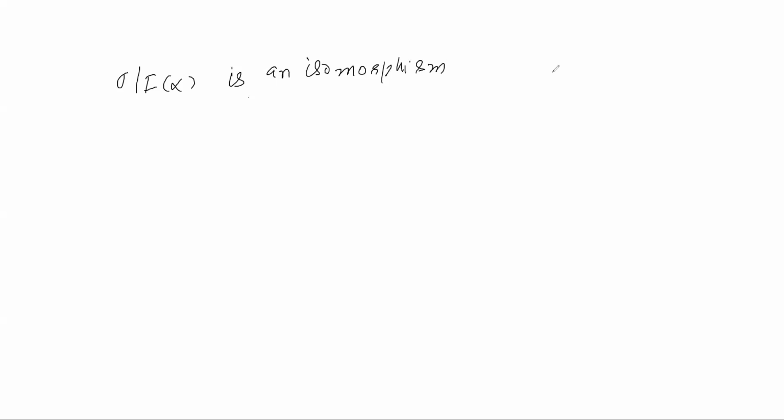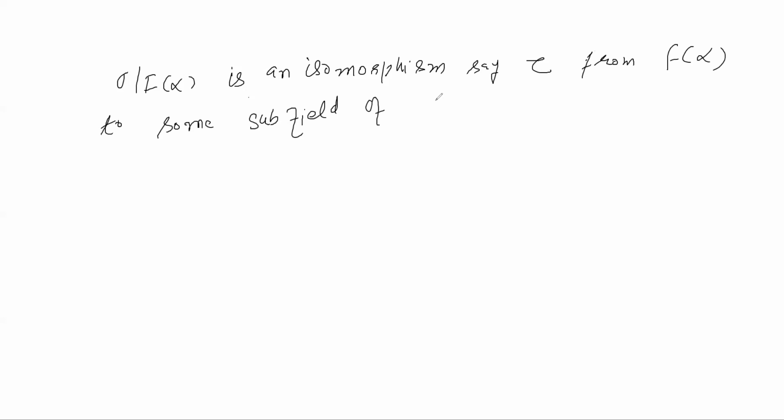Say that isomorphism is tau. Tau would be from F alpha to some subfield of E dash. Okay, and this tau is completely determined by its action on alpha.